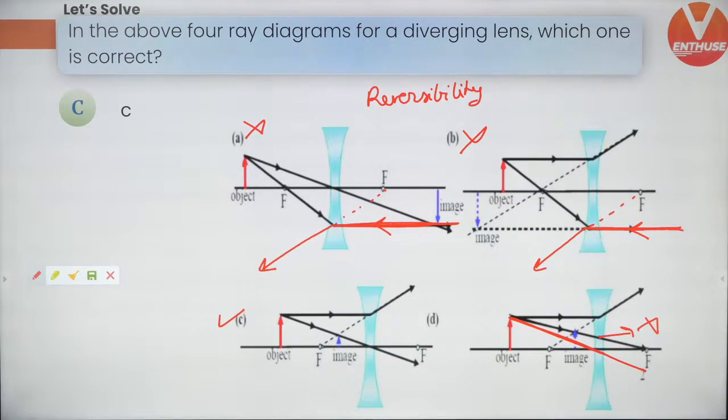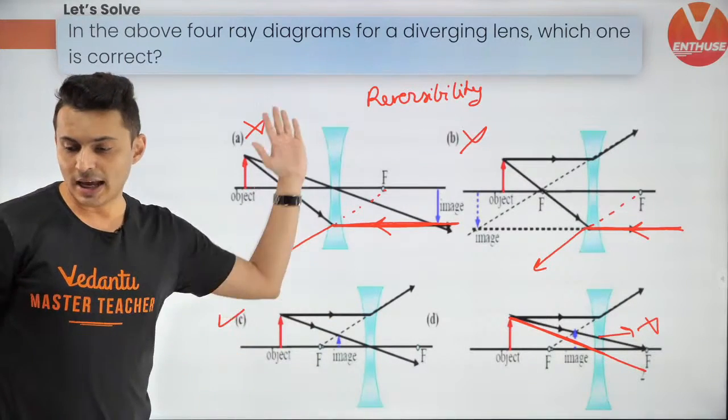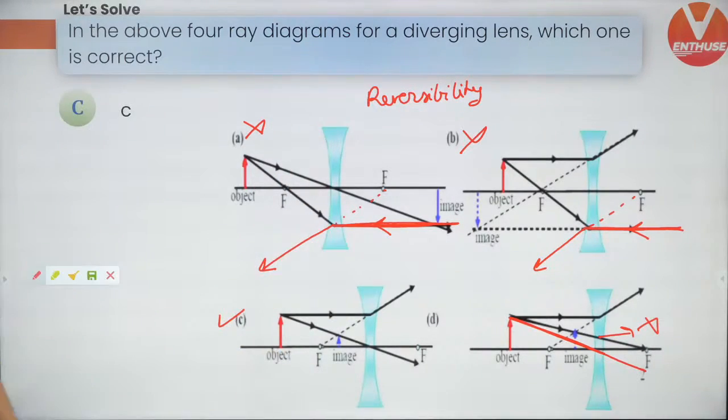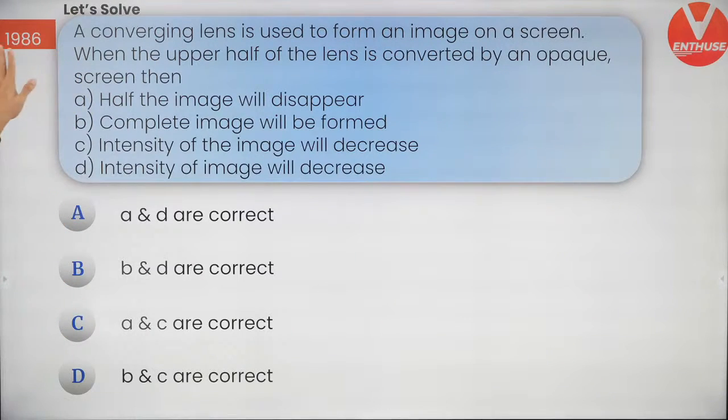Yes, it's a concave lens, not a convex lens. Be careful. Is that understood? Everybody understood how to solve this question? Cool. Let's get going ahead. So very tricky. Let's see.